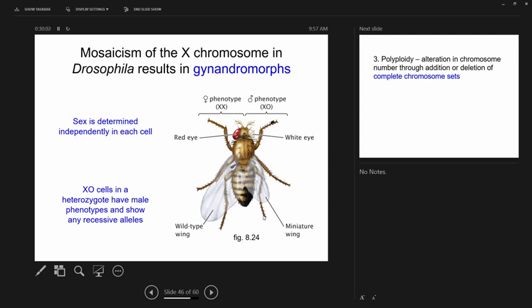Now they have this one split right down the middle, so the left half is female and the right half is male. That's really unlikely to occur, but it's just showing what it would be. It depends on which tissues develop as that. So here again, there's a mutation that makes miniature wings. They can't draw it because they've got it all in one thing.